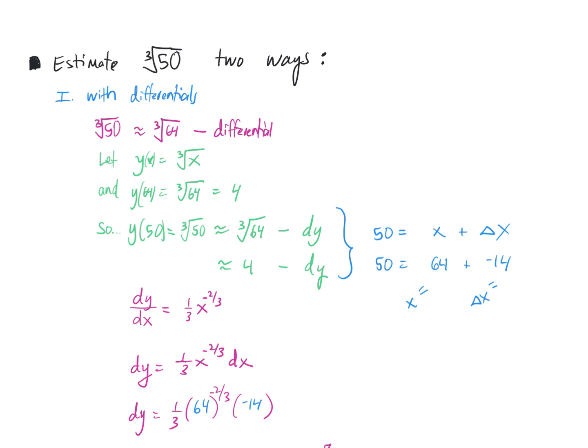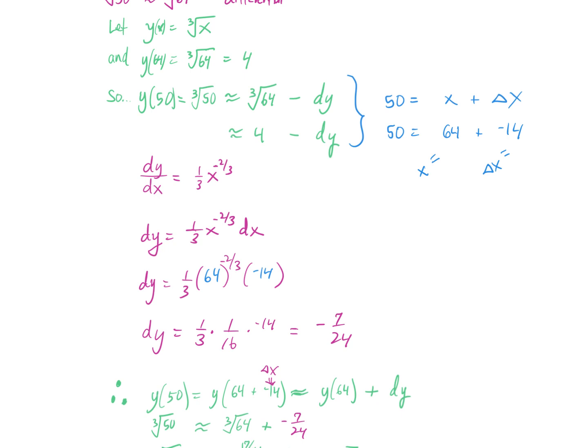This is all equal to, well, 64 to the 1/3 power is 4. So 4 to the -2 is 1/4 to the 2nd. So 1/3 times 1/16 times -14, which is -7/24, is our differential in y. So we can now estimate the cube root of 50, because 50 is this x value plus this delta x, this differential in x. And that's going to be the output for 64 plus some differential in y that's caused by this differential in x.